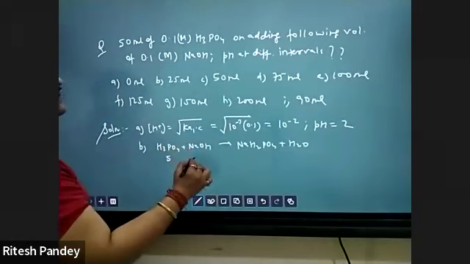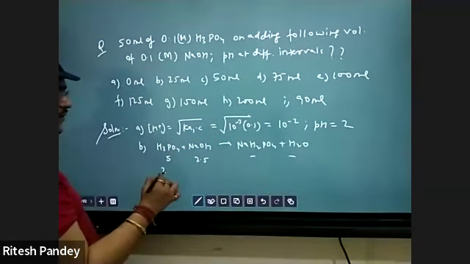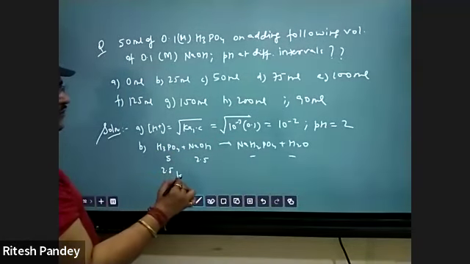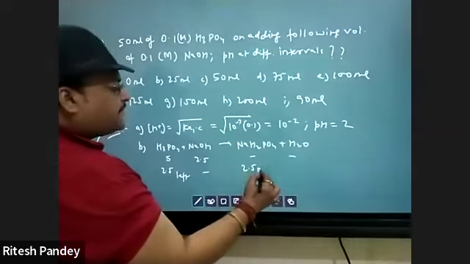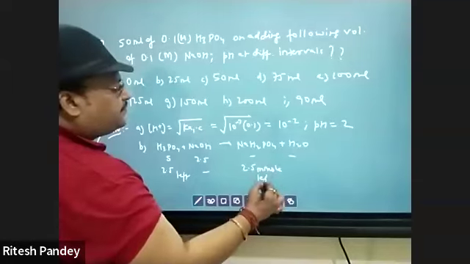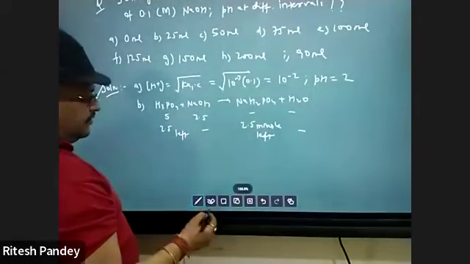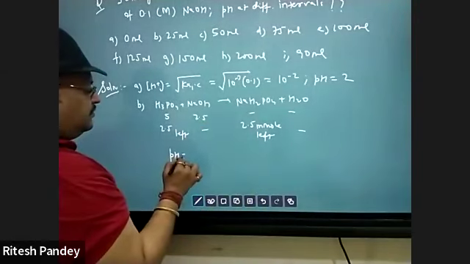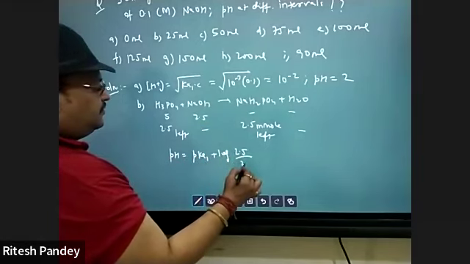So there are going to be 5 millimoles of H3PO4 to begin with, and then 2.5 millimoles of NaOH. So this will get over, 2.5 millimoles of H3PO4 will be left, and 2.5 millimoles of the conjugate base will form. And naturally, then pH is equal to pKa1 plus log of conjugate base by acid.